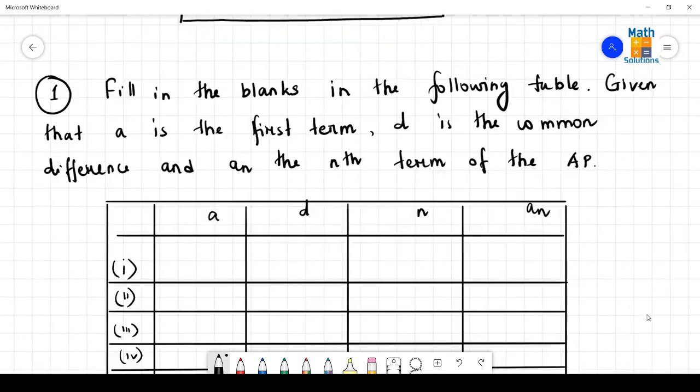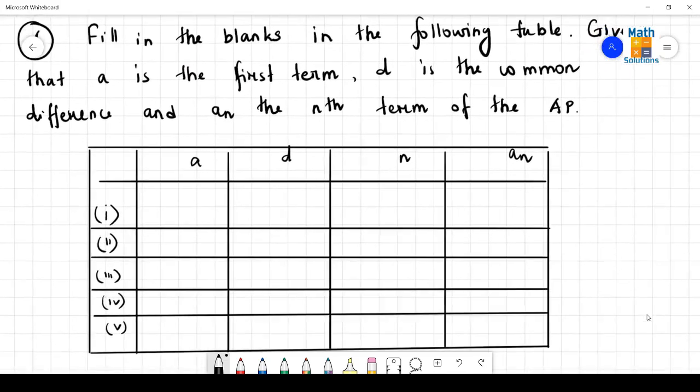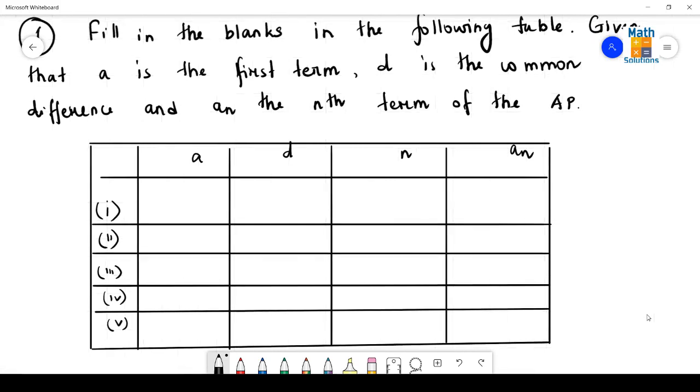Here goes the first question. The first question says: fill in the blanks in the following table, given that a is the first term, d is the common difference, and a_n is the nth term of the AP. So a is the first term, d is the common difference, meaning the difference between two consecutive terms, and a_n is the nth term of the AP. So in the first question, the things given are 7, 3, 8, and this place is to be filled in.